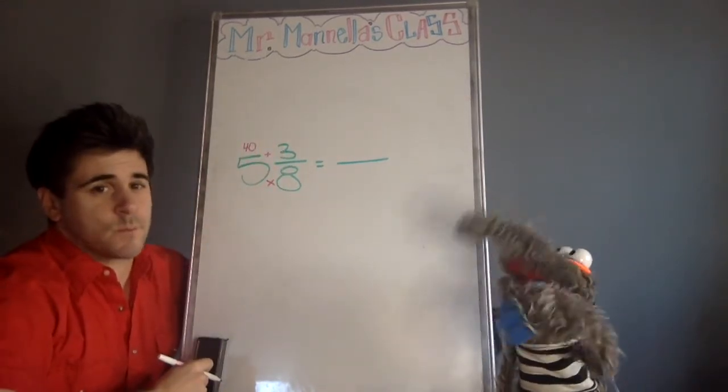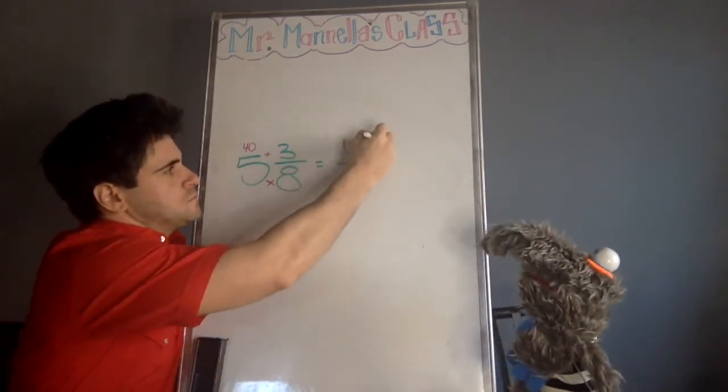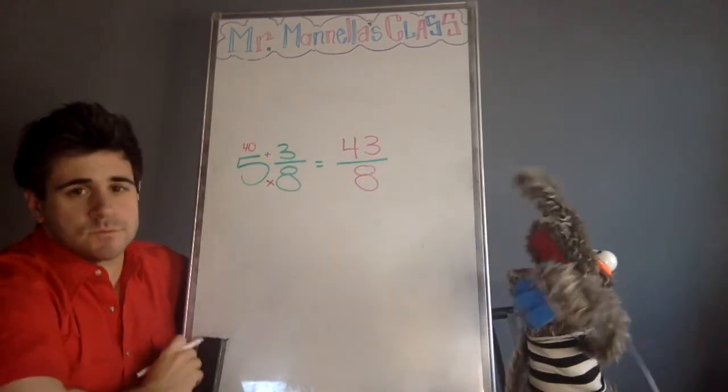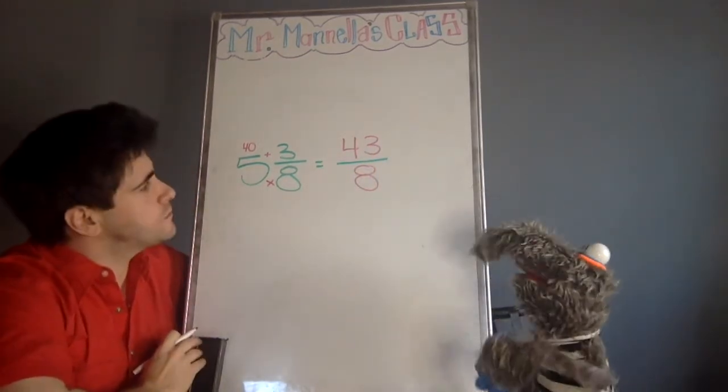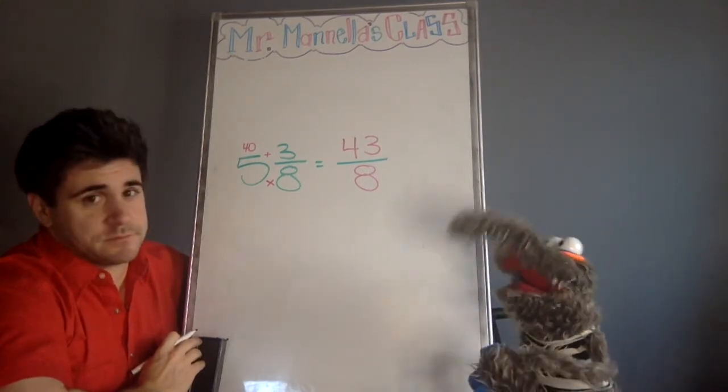So then you would have 43/8. Correct. Because the denominator stays the same. Okay, so you just work your way around. Multiply and then add. Okay. All right. So, 43/8. That's a lot of eighths.